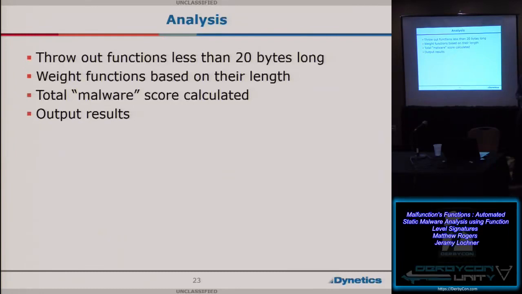Because of this, we also have to do some weighting after that. The weighting depends on how long the function is compared to the total length of all of the functions in the file. So say you have a strong blacklist match with a very long function; that match can outweigh a bunch of very small functions that have a strong match in the whitelist, enabling you to say it's malicious as opposed to good, because you have a longer function. And then after that, we compute a total malware score, which is our percent chance of it being malware, and then we output the results.